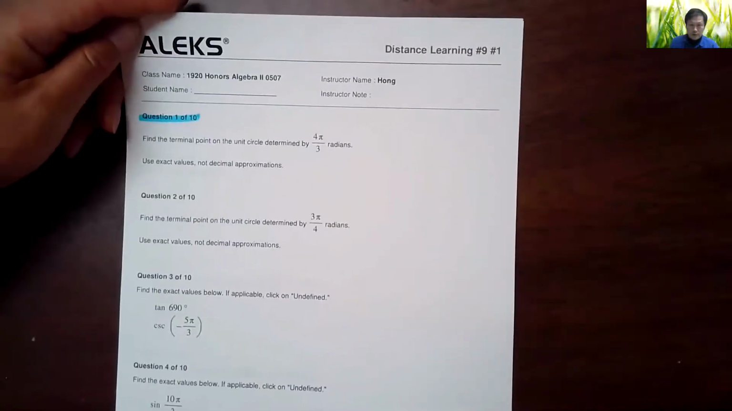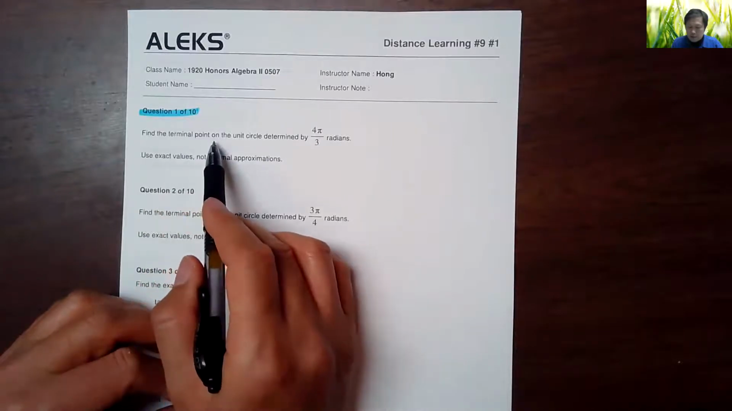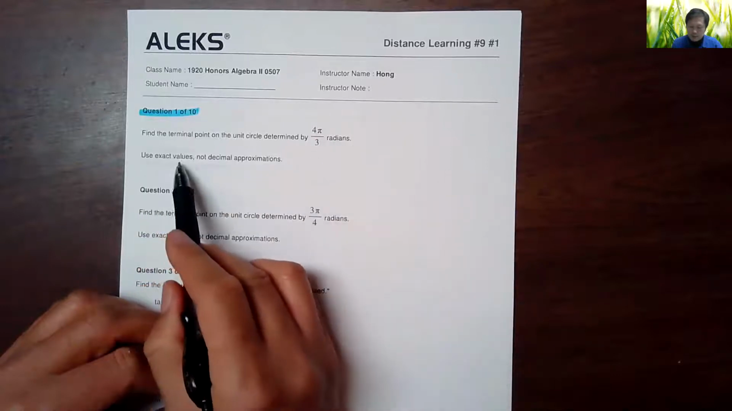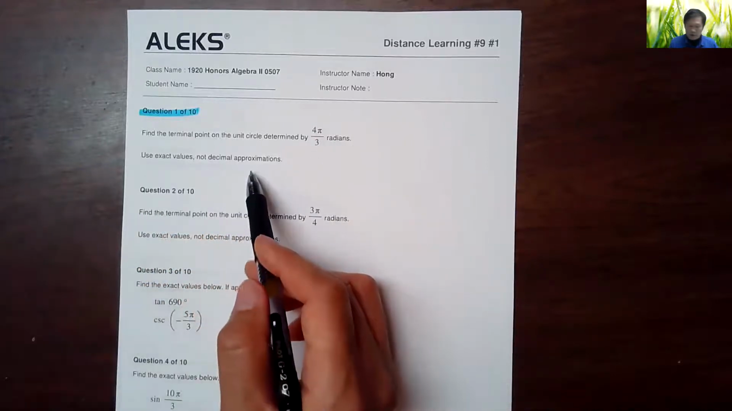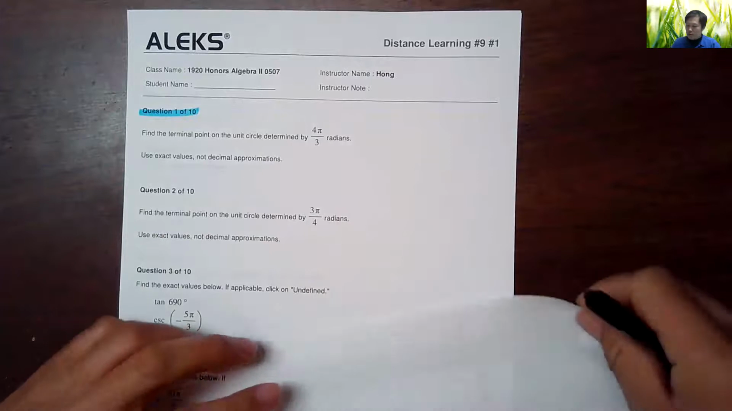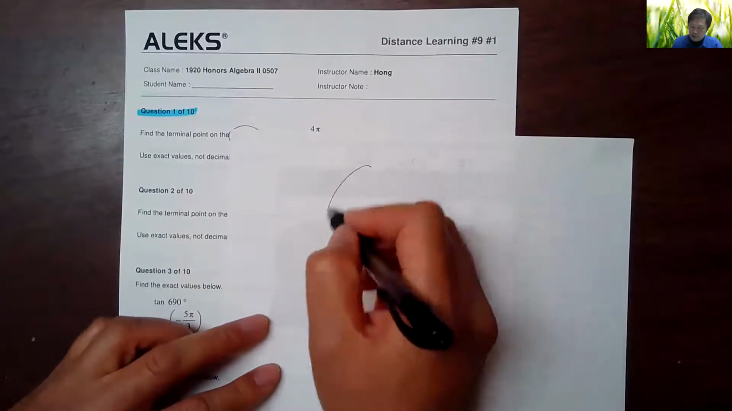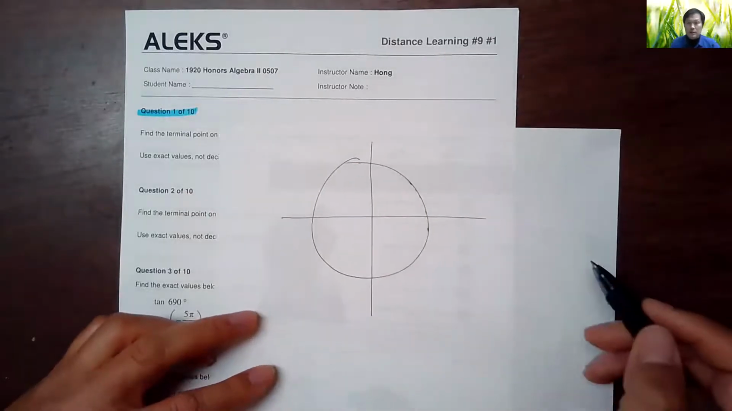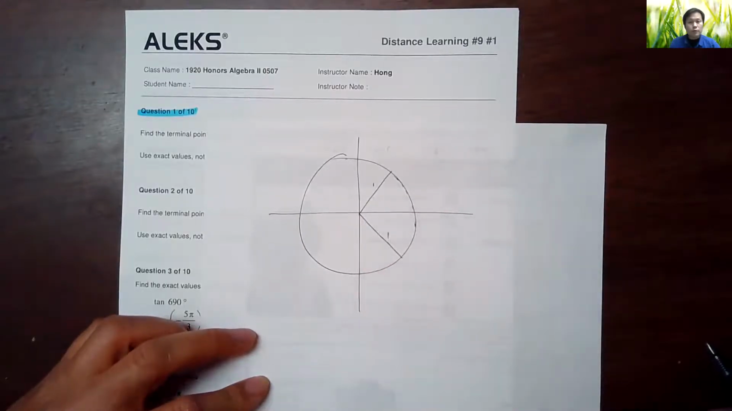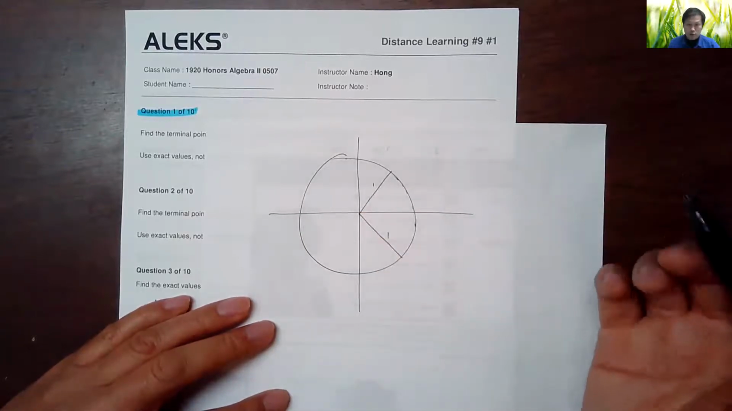One question I want to address from your assignment: find the terminal point on the unit circle determined by 4 pi over 3 radians. Use exact values, not decimal approximations. I don't know if you remember from the previous lesson, when you hear the words unit circle, since its radius is 1, wherever you put the radius in the circle, the radius is 1. That's why we call it a unit circle.